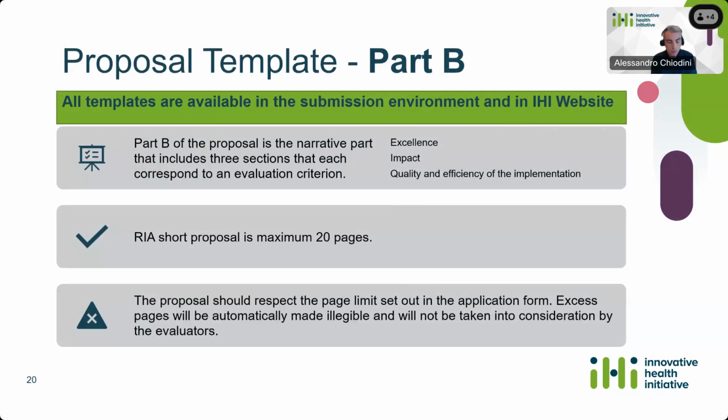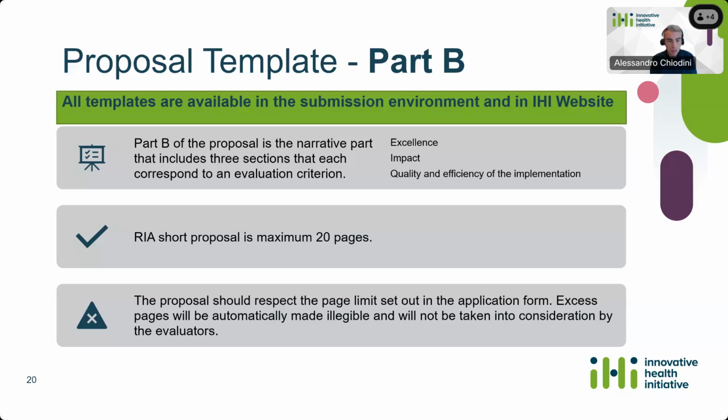So if it's difficult for you to navigate through the portal, we narrow down the information on the IHI website as well. The Part B, as said, is basically the description of your proposal and is divided in three main sections: excellence, impact, and implementation. And these will be the same criteria that will be used by external experts to assess your proposal.